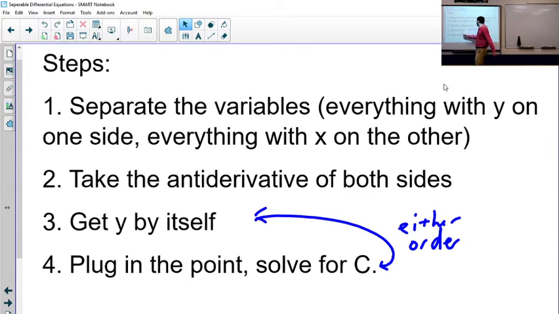Then we want to get y by itself, plug in a point, solve for c. The order that we do it in is going to depend on the problem. It's going to depend on how easy it is to solve for c, or how easy it is to solve for y before we solve for c. In some problems it's going to be easier to do it one way, some it's going to be easier to do another. It doesn't matter, we're just going to use whatever's easier. So those are your steps. Pause if you need to write them down. We're going to keep going.